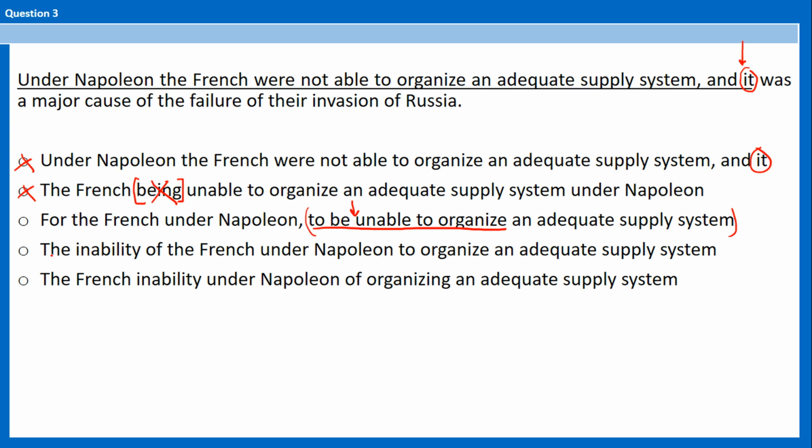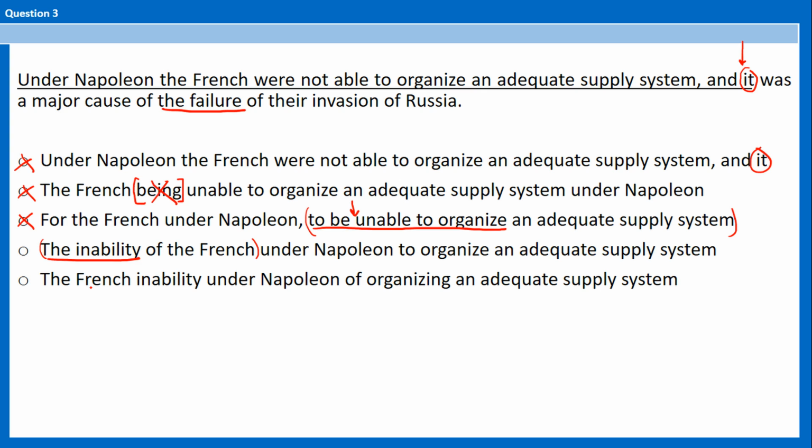In D, for example, you have the inability of the French. The inability of the French under Napoleon to organize an adequate supply system was a major cause of the failure. And it's also more parallel, the inability with the failure. I like D better, eliminate C.